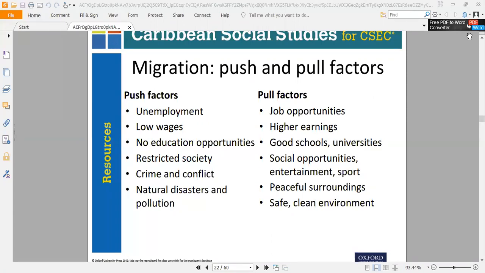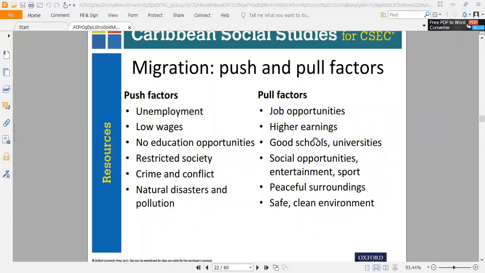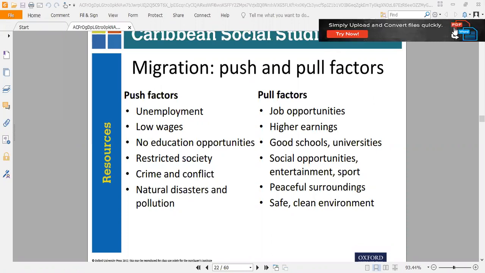All right. High crime rate, bad health services, pollution, crime and violence. Good. Natural disasters, low wages. All right. So let me hear now the pull factors, lack of job opportunities. Those are already, you are mostly listing the same things that are already on screen. Let me hear some of the pull factors now.